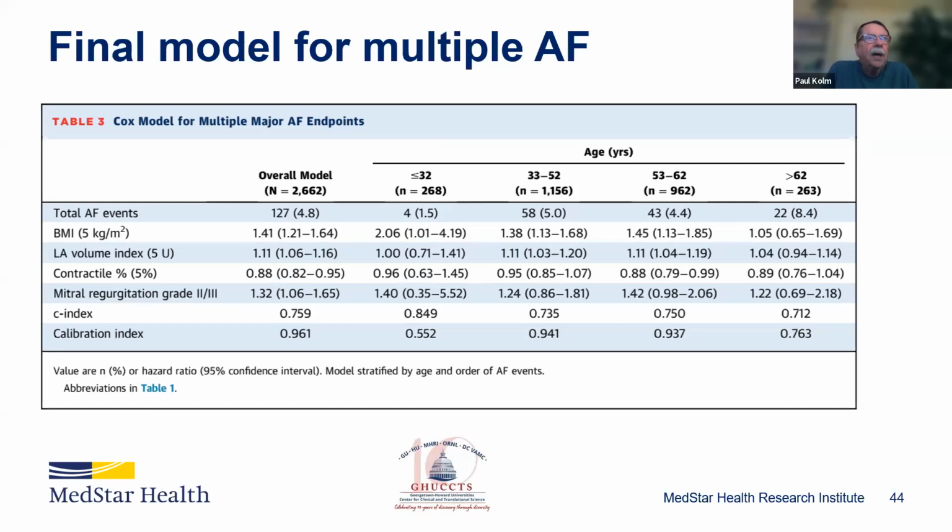So we had a total of 127 AFib events. And so what we found, using the 11 variables and then trying to reduce those further, is that we had age, BMI, left atrial volume, contractile percent, mitral regurgitation grade 2 or 3.